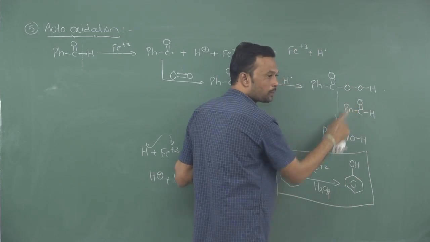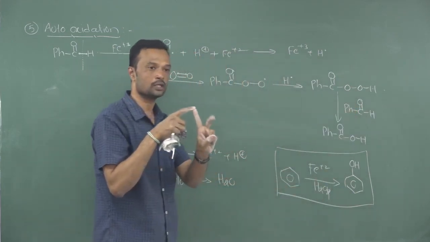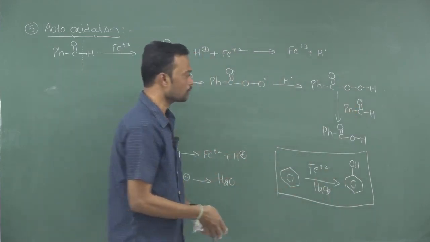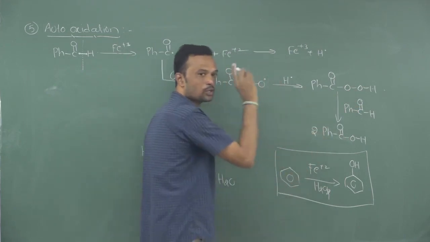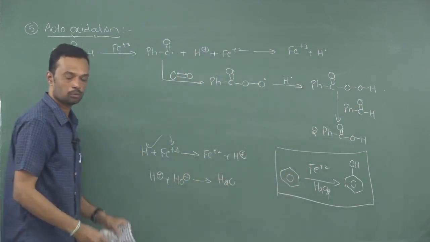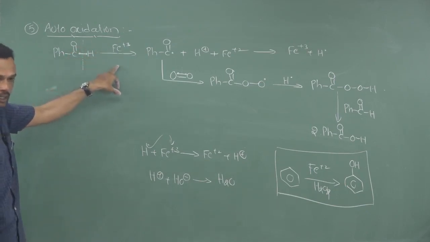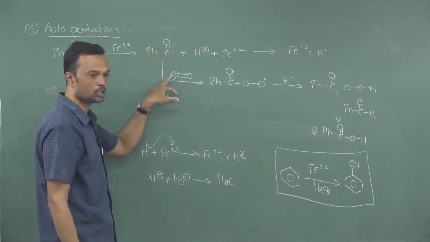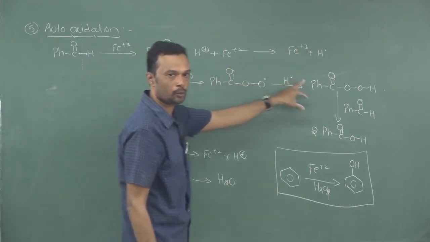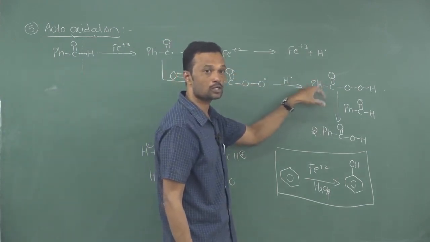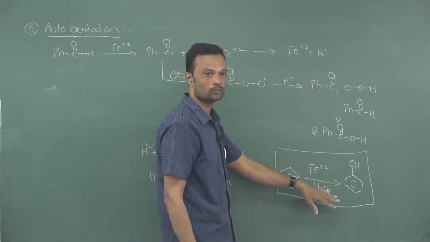After converting into perbenzoic acid, this first molecule oxidizes the second molecule, and both get converted to benzoic acid. Both are oxidized or not? Both are oxidized. The first one is reacted by a metal, and it spontaneously reacts with atmospheric oxygen and converts into perbenzoic acid. And the first molecule is oxidizing the second molecule.